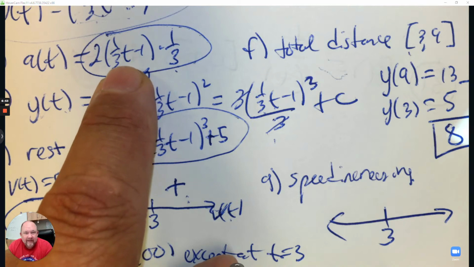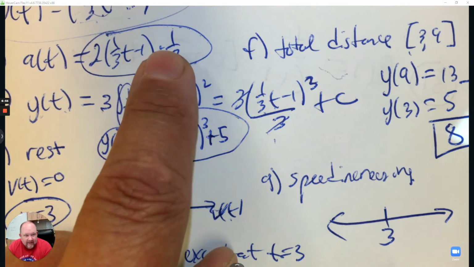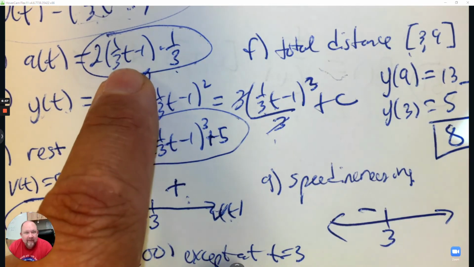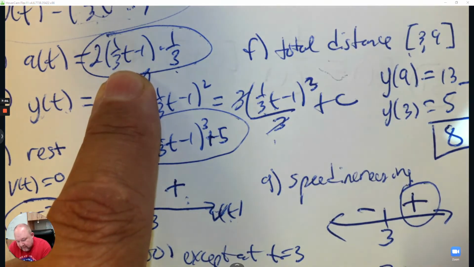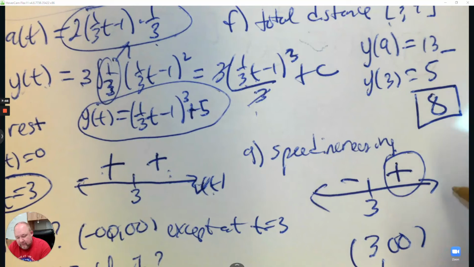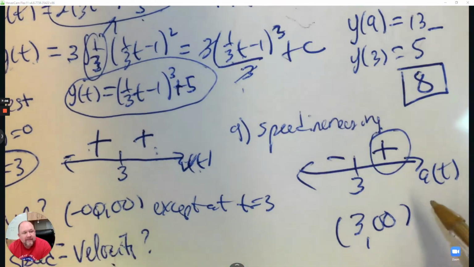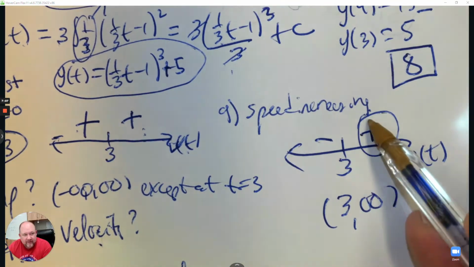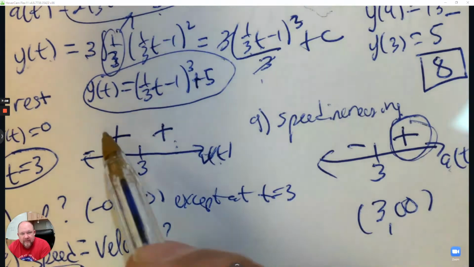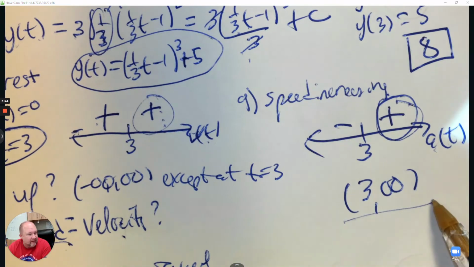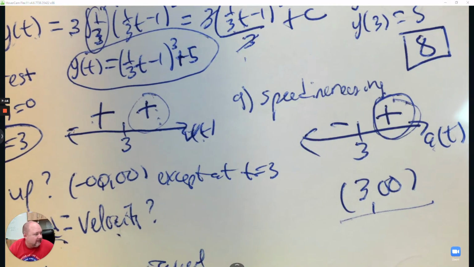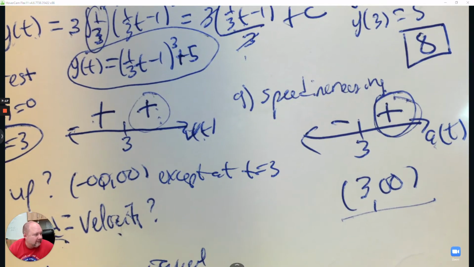If I plug in 0, I get a negative answer, and when I plug in like 4 or 5 or 6, I get a positive answer. So from 3 to infinity, this is the acceleration number line. From 3 to infinity, acceleration's positive and velocity is positive. So when the signs match, speed is increasing. So from 3 to infinity, it is increasing.